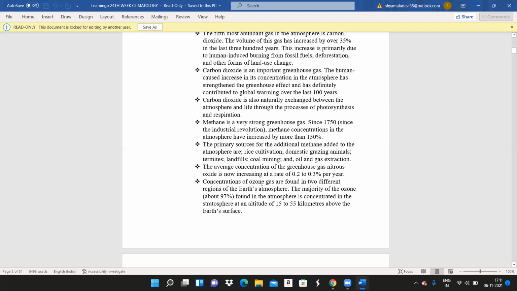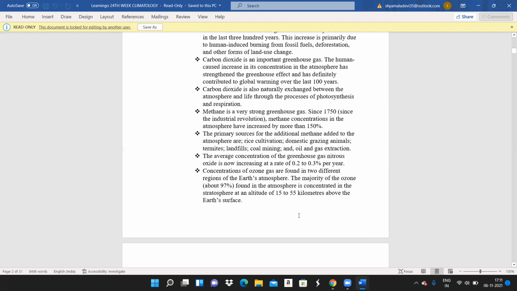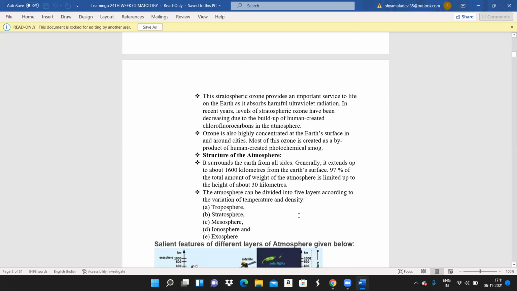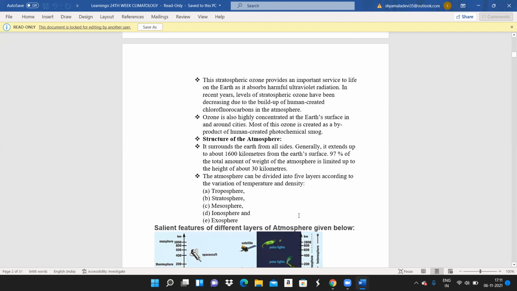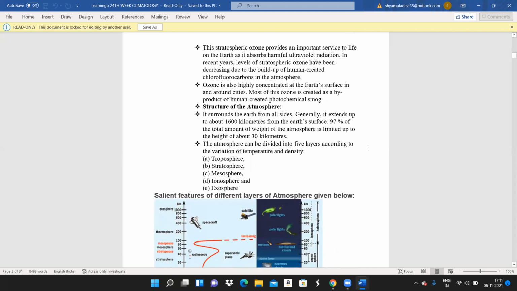Now, the concentration of ozone gas is found in two different regions. The majority of the ozone found in the atmosphere is concentrated in the stratosphere at an altitude of 15 to 50 kilometers. This is the structure of the atmosphere we talk about. That means what are the 5 layers? This is more important for you. Okay, the stratospheric ozone provides an important service. It absorbs ultraviolet radiation. You all know the importance of the ozone as such.